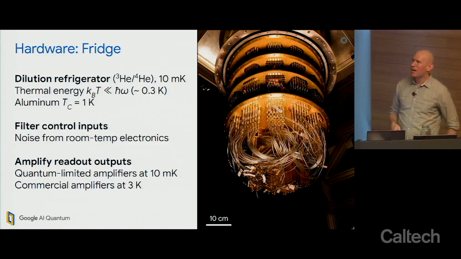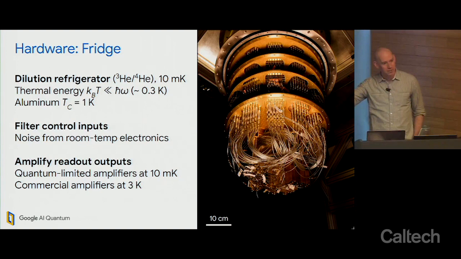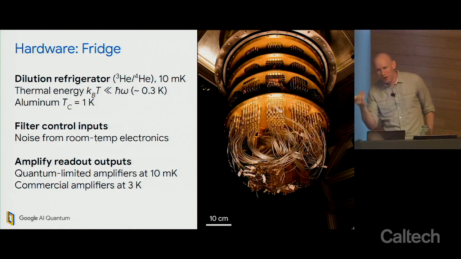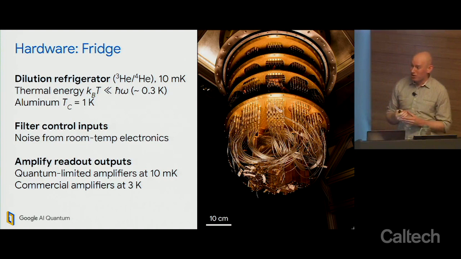Okay. Now, another nuance here is all of our electronics generating signals are at room temperature, and so there's room temperature noise in them. We have to get rid of that noise, and we do that with very careful filtering at different temperature stages. For example, you can see these banks of components here. Those are all filters that are trying to get rid of that noise. But when we do readout experiments, we have these very small, very low noise signals at 10 millikelvin, and we need to find a way to get those up to room temperature so that we can get our hands on them and actually measure them. We do that with staged amplification, where we have quantum limited amplifiers down here at 10 millikelvin, and we also use commercial amplifiers at 3 Kelvin.